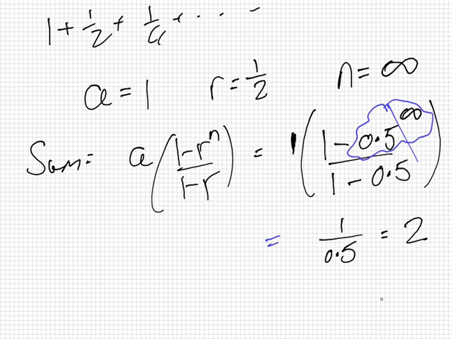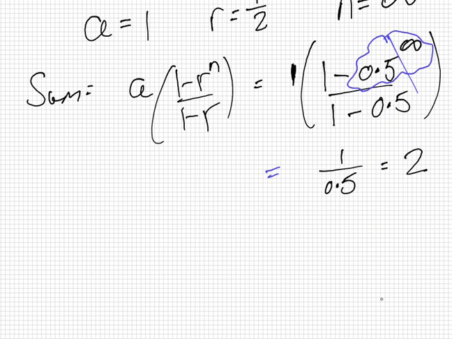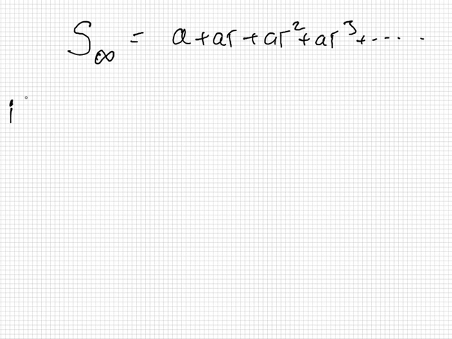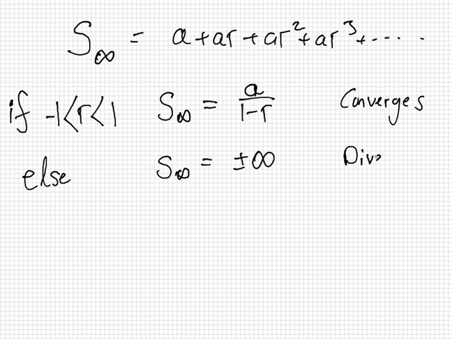So let me give you the result as a sentence here. Suppose you have this: sum to infinity equals a plus ar plus ar squared plus ar cubed, etc. If r is between -1 and 1, then S infinity is equal to a over 1 minus r, and we say it converges. Else, S infinity equals plus or minus infinity, and we say it diverges.